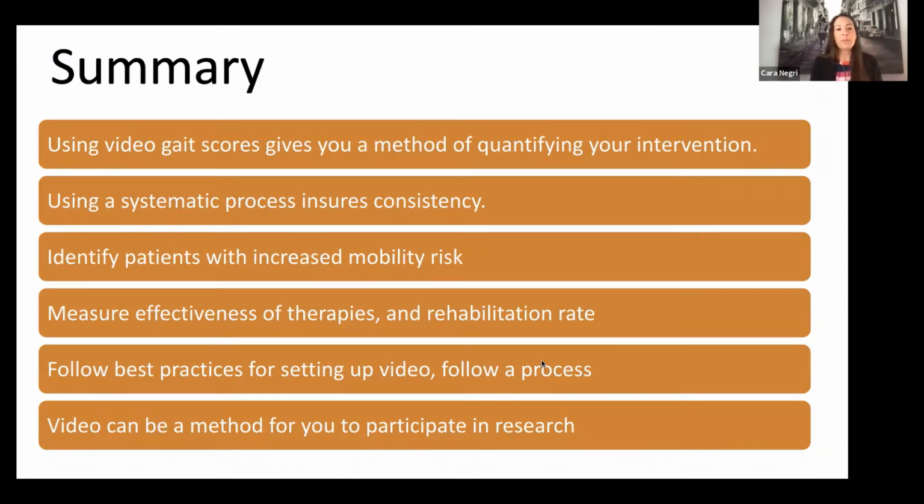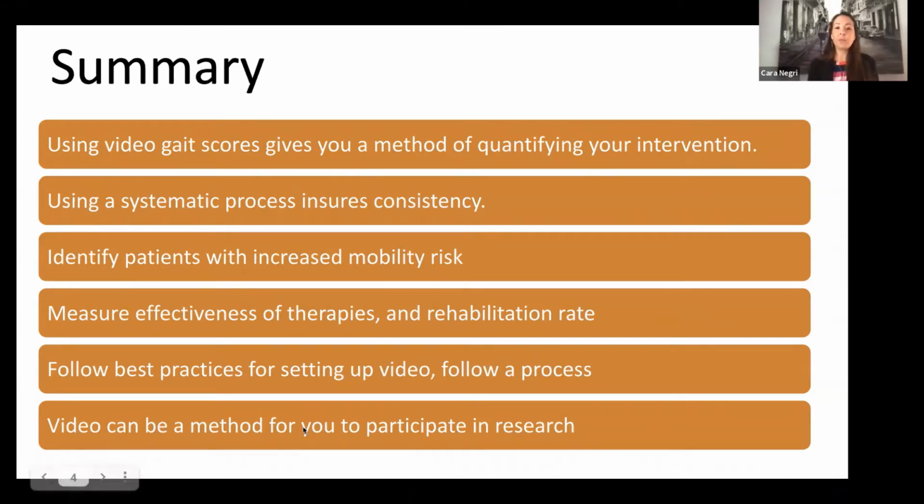I'll show you what I'm going to show you later, but I just want to throw out there a couple of other things to consider while we're going through the use of video and how you could use these scores. They give you that method of quantifying your intervention, a systematic process that ensures that there's consistency. So again, consistency between me as an experienced observer and between my resident who is less experienced but still is doing a great job at being able to use these scores.